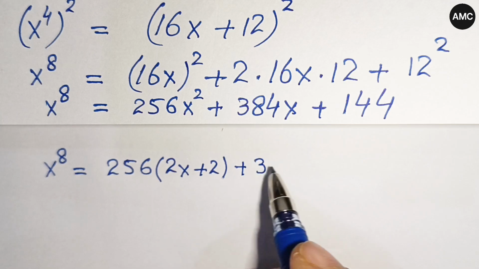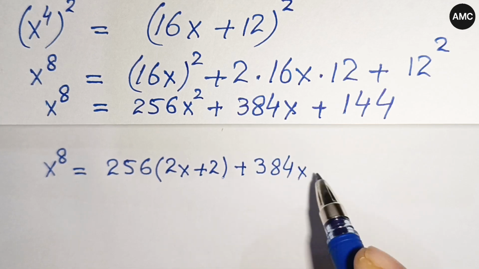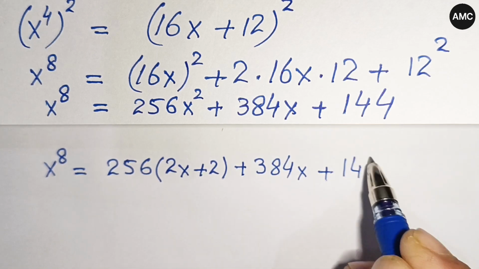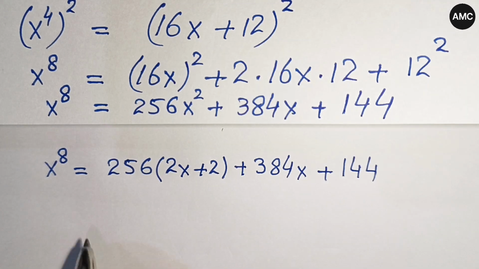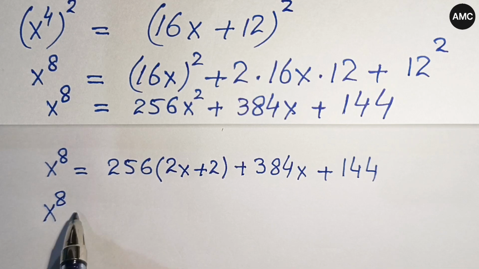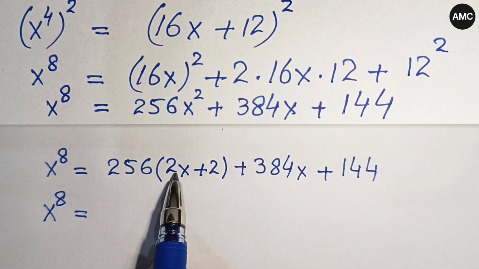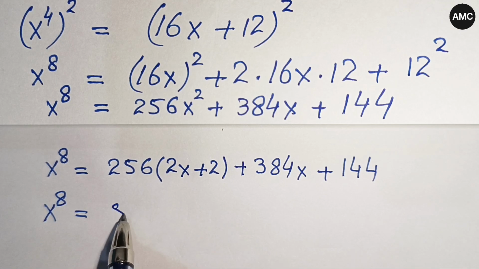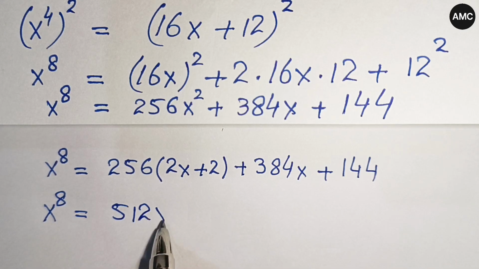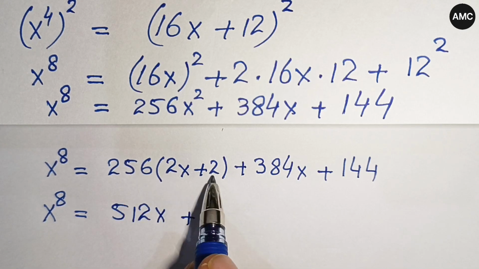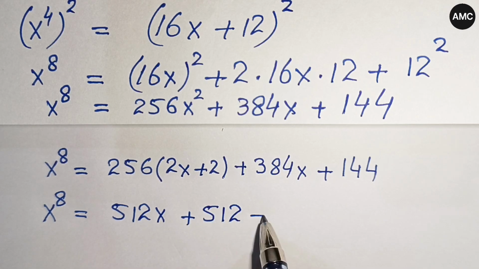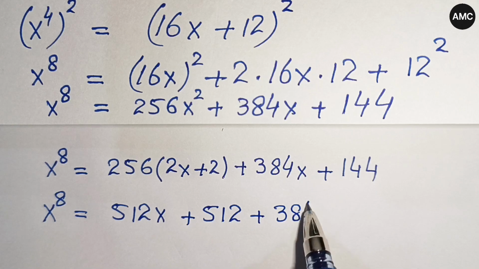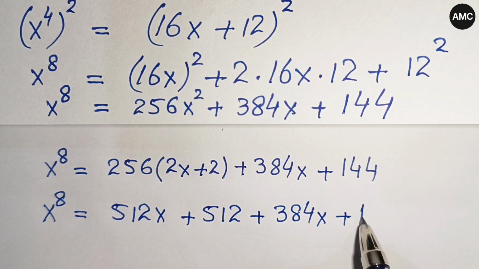Now plus 384x plus 144. So here x to the power 8 is equal to 256 times 2x, we get 512x, plus 256 multiplied by 2 is 512, plus 384x plus 144.